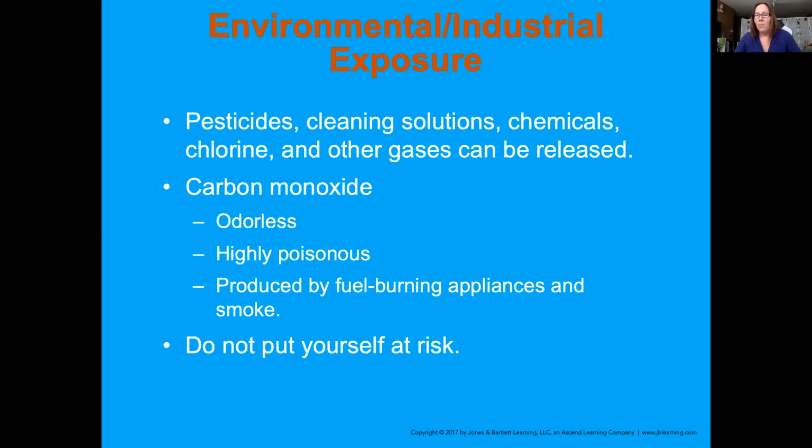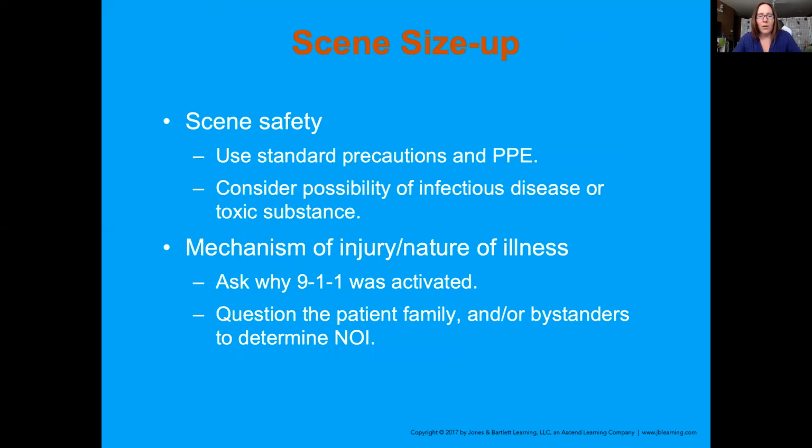So carbon monoxide is also present in smoke. It's present in exhaust fumes. So somebody that's working in a garage with no ventilation in it, they can end up with carbon monoxide poisoning. Big thing is you don't put yourself at risk. If you're in that environment, you grab and pull them out. But be aware that you can be at risk for it as well.